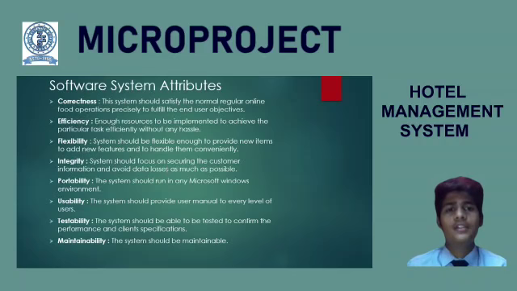Software system attributes. The system should satisfy the normal regular online operations to fulfill the end user's objective. The resources should be implemented to achieve the particular task effectively without any hassle. The system should be flexible, so that when new items or features are added they can be handled conveniently.